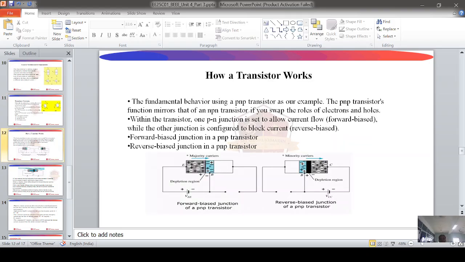How a transistor works. For proper transistor operation, one PN junction must be forward biased and the other reverse biased. This biasing arrangement allows a small base current to control a much larger collector current.